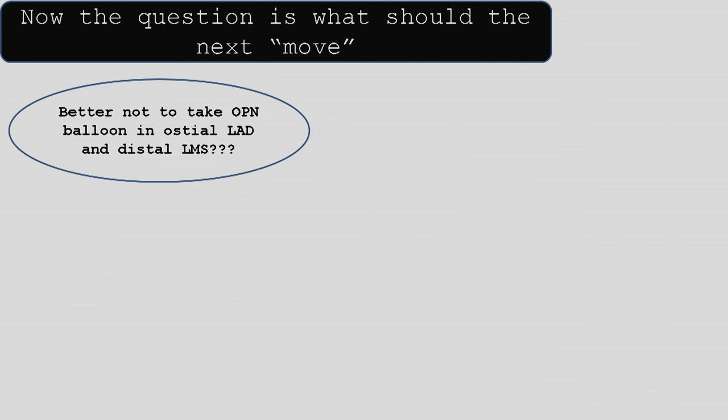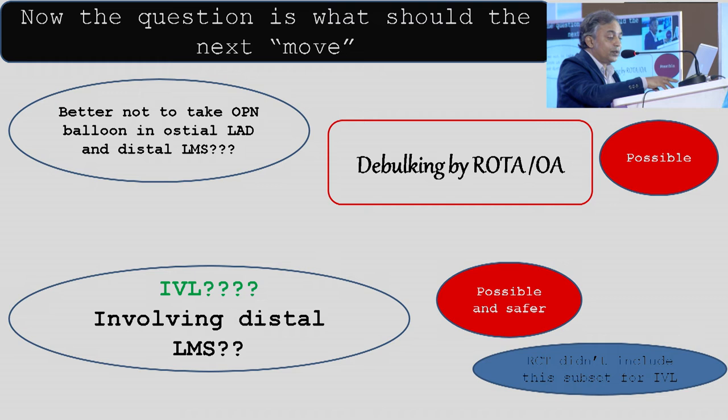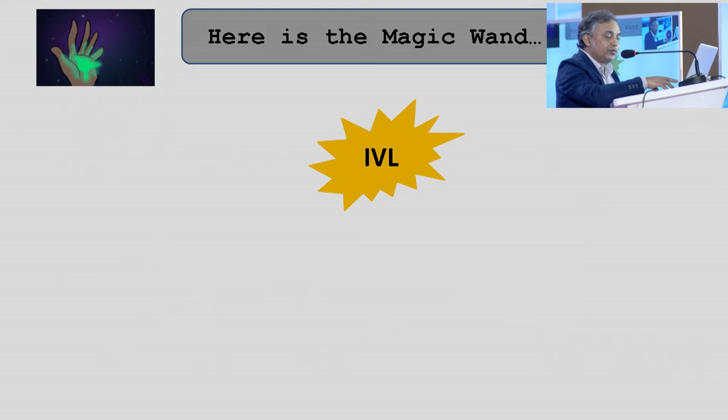So now the question is, what should be the next move? Also for this case, debulking in the left main with the fragile patients, I was a little bit skeptical for that one. It's possible, but involving the IVL, whether it is possible or not in the distal left main, possible and safer, though the RCTs which have been done so far didn't include this left main subset for IVL. Yeah, but planned for IVL for this case.